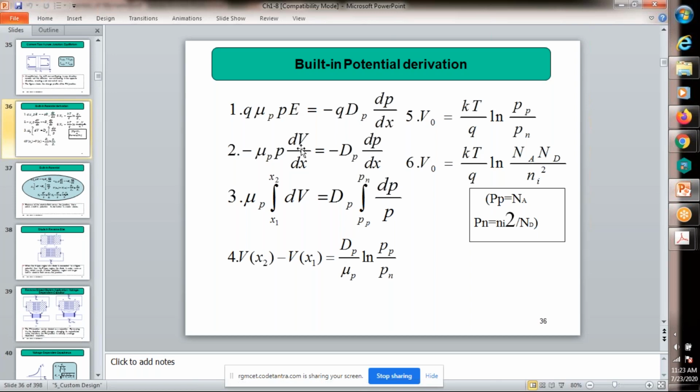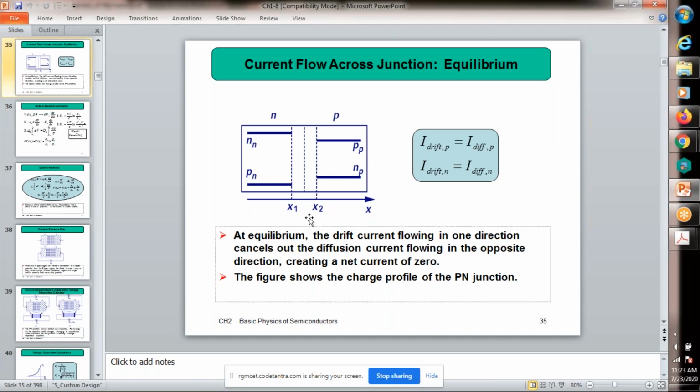Then by using the relation between electric field and voltage, replace this E with minus dV by dx, that is equal to the right hand side same as this. Then again divide by p, or you can take the right side here. Then integrate with some limits x1 and x2, where between x1 and x2 the whole drift current is equal to the whole diffusion current.